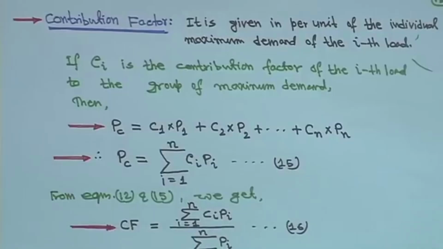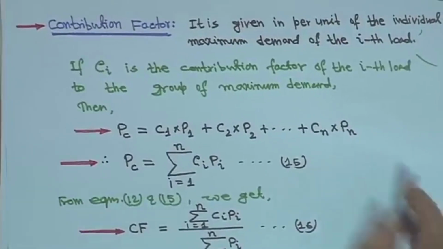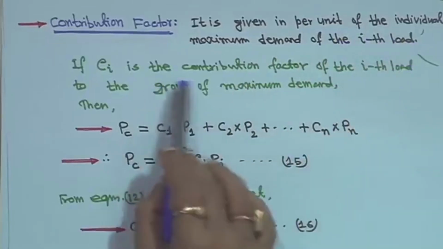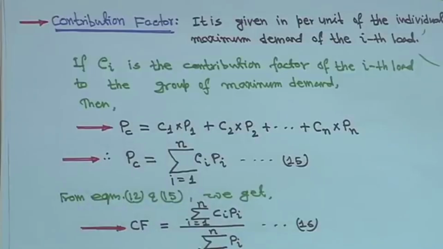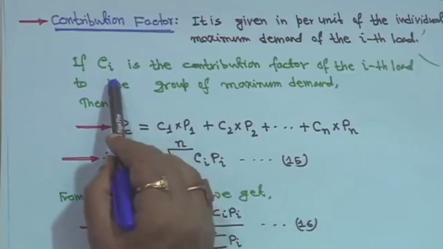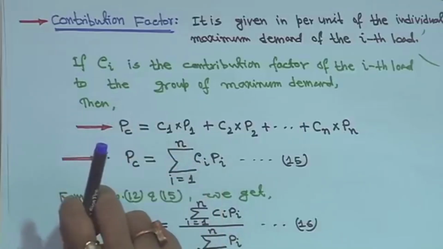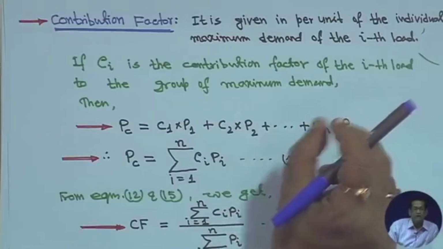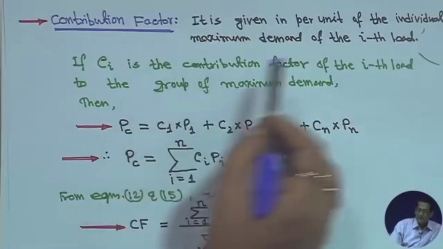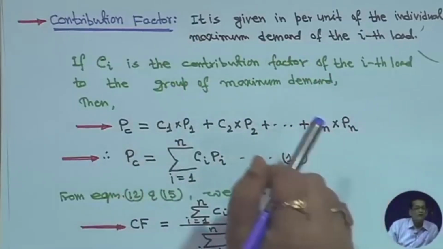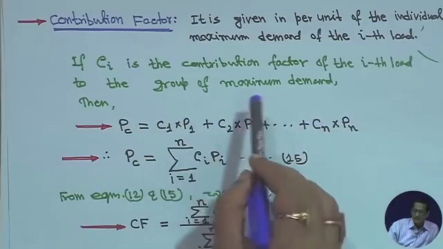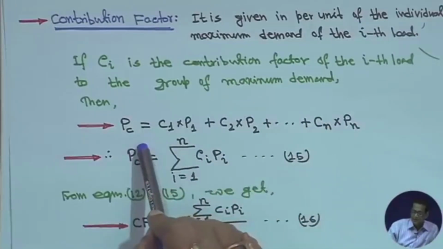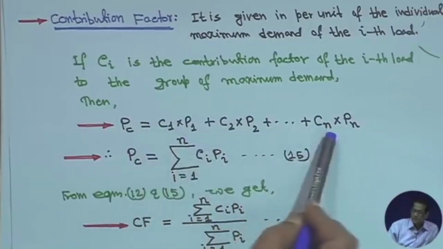Now, next is the contribution factor. It is given in per unit of the individual maximum demand of the ith load. Suppose the power is 100 kilowatt and Ci is a fraction of it, maybe 0.4, so 0.4 is 40 kilowatt, something like this. If Ci is the contribution factor of the ith load to the group maximum demand, then Pc is equal to C1 into P1 plus C2 into P2 up to Cn into Pn.